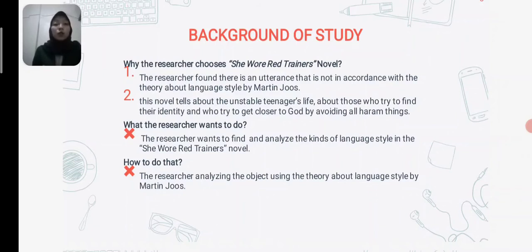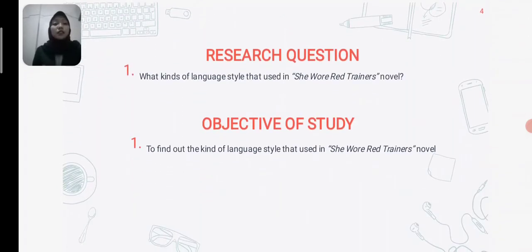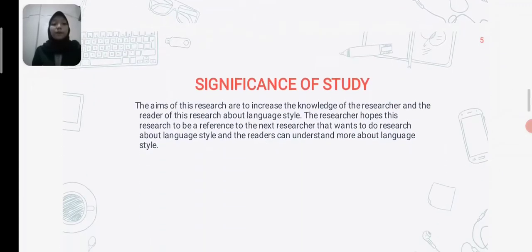What the researchers wants to do? The researchers wants to find and analyze the kinds of language style in Seymour Train's novel. And how to do that? The researchers analyzing the object using the theory about language style by Martin Joos. Next, there is a research question. The research question is what kinds of language style that used in Seymour Train's novel. Next, the objective of study is to find out the kind of language style that used in Seymour Train's novel.